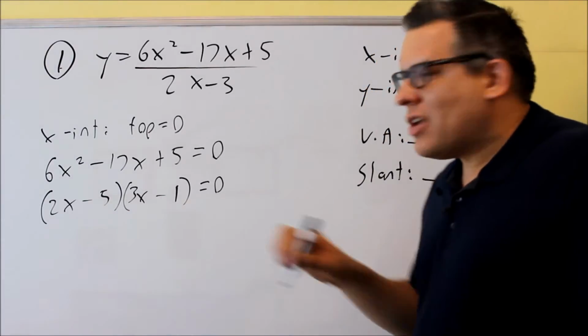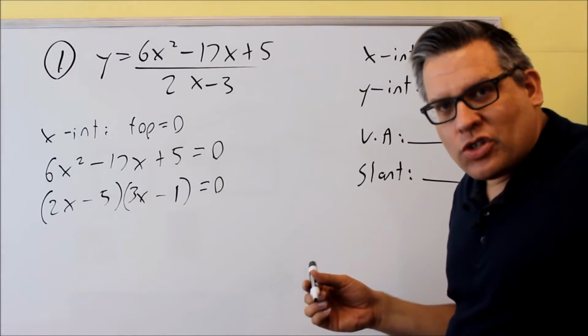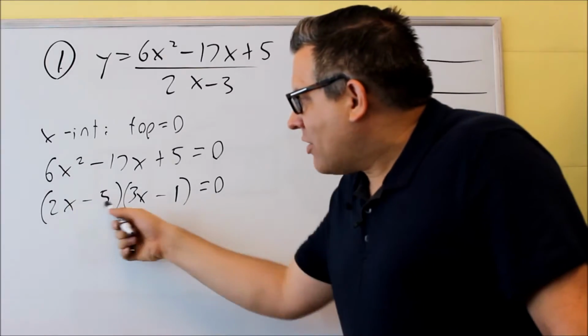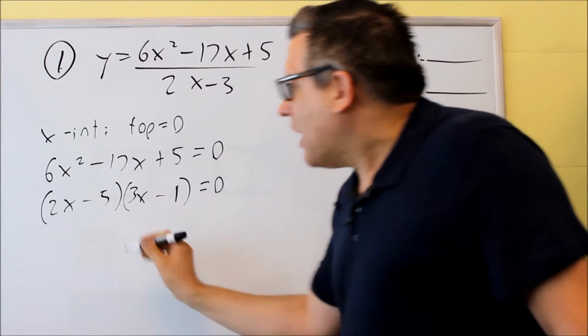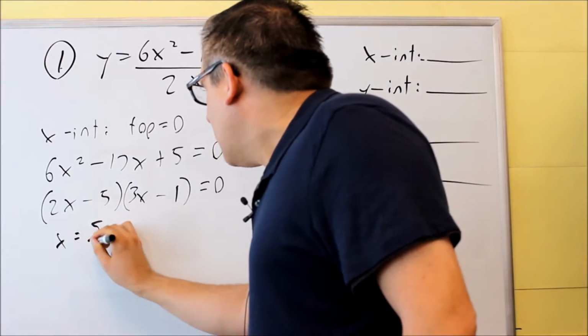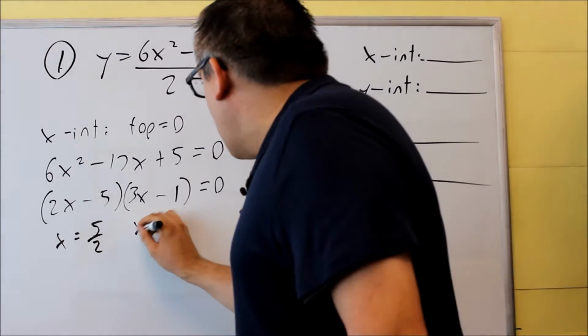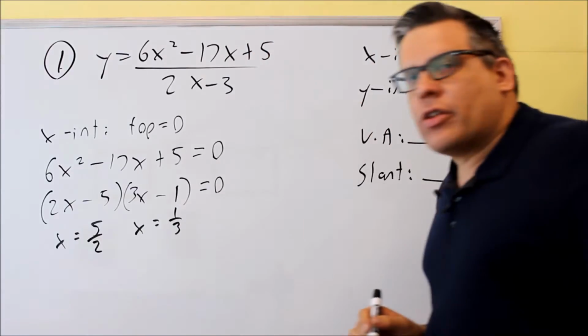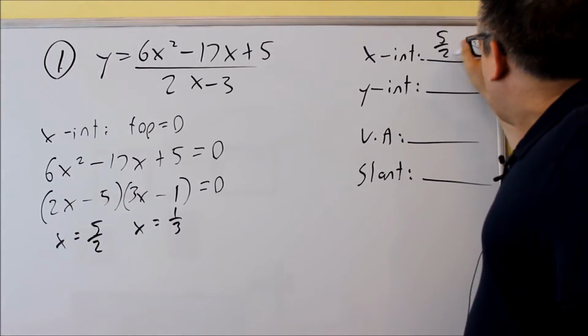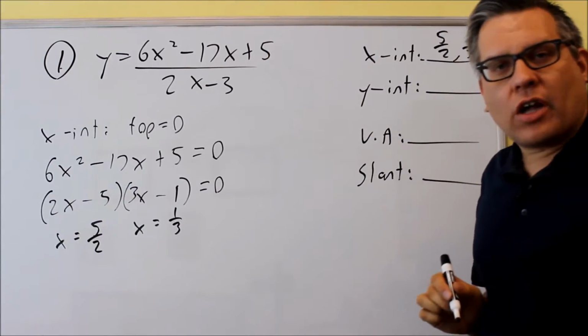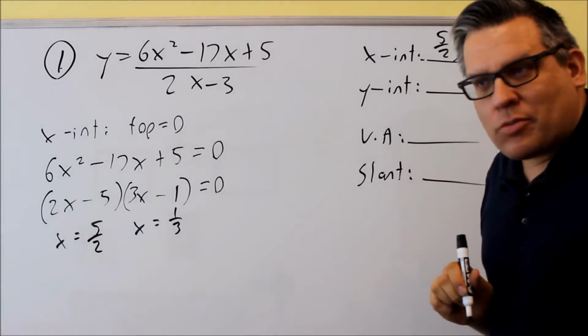You're going to set both of these equal to 0 and solve both of those individually. If I take this and set it equal to 0, I'll get x is equal to 5/2 by adding 5 and dividing by 2. And if I solve the other one, then I get positive 1/3. So I get 5/2 and 1/3. Those would be my two answers for the x-intercepts.